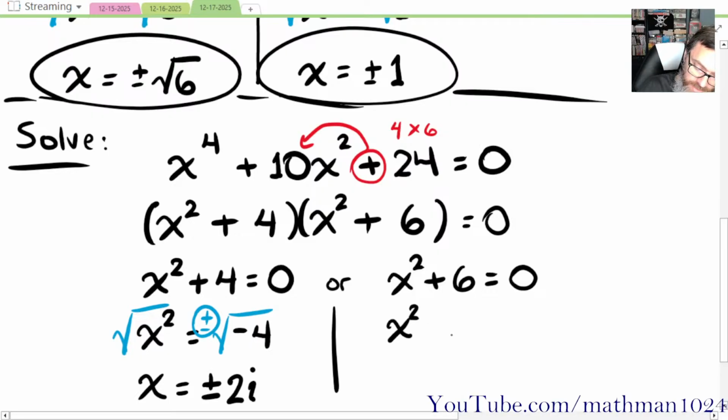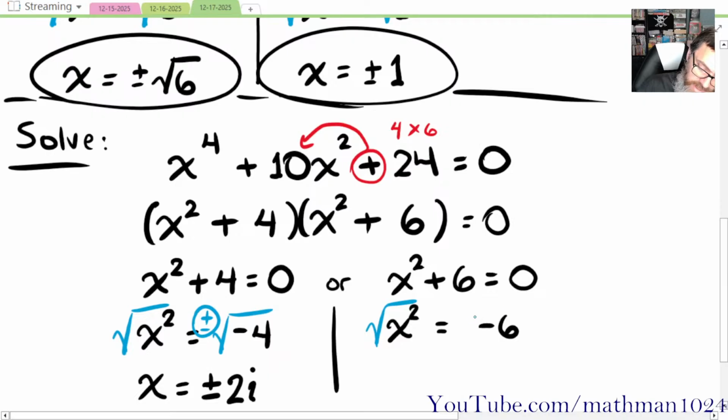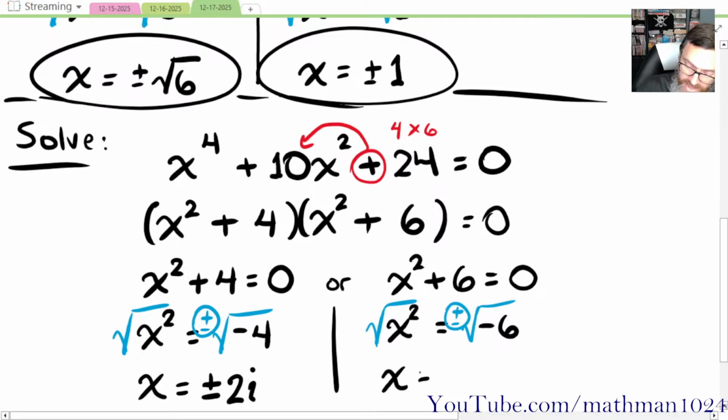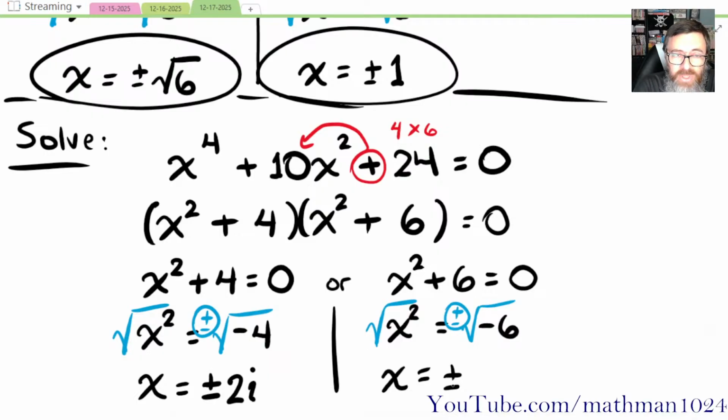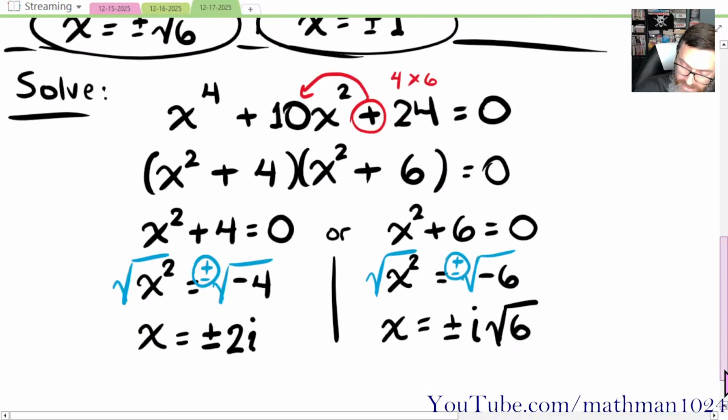For the other factor, x squared equals negative 6. Take the square root of both sides. So x is equal to plus or minus the square root of negative 6. Unfortunately, we can't do anything with that. So all we can do is take out the imaginary unit i, and 6 stays inside.